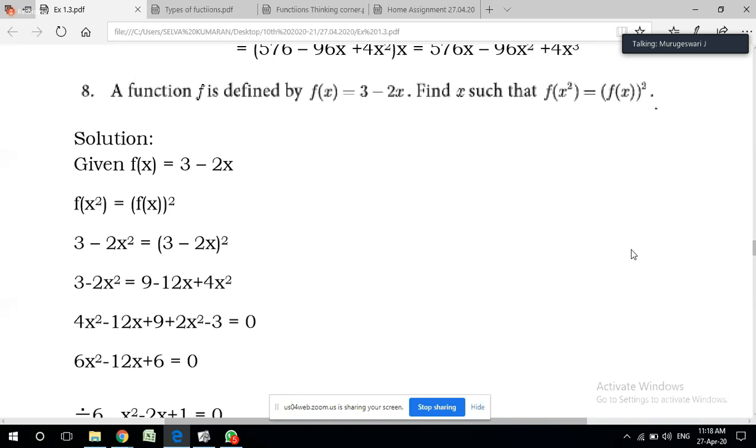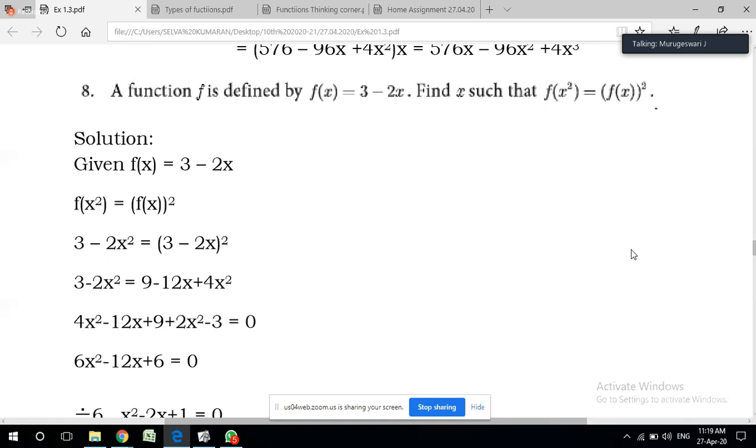So first you can find what is f of x square. Instead of x, you put x square. What is the given function? 3 minus 2x. In that, instead of x, you put x square. So we get f of x square equals 3 minus 2x square. And f of x the whole square is 3 minus 2x the whole square.